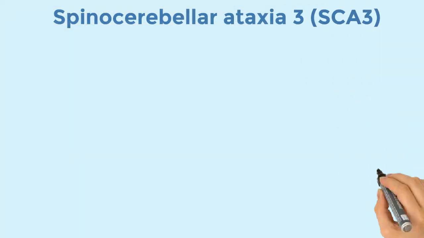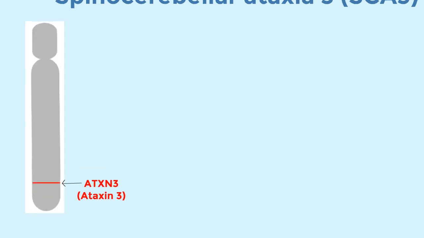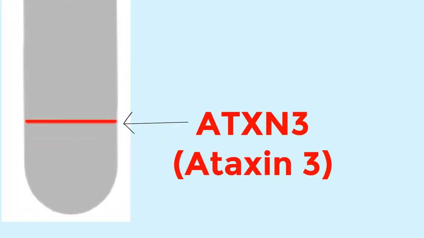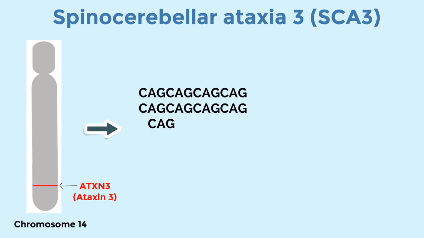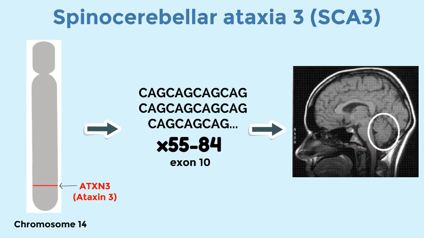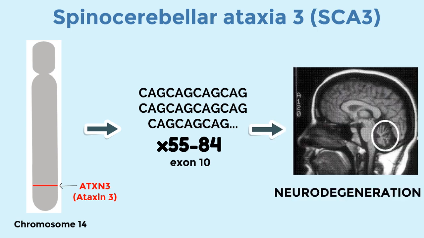The gene for Spinocerebellar Ataxia Type 3, or SCA3, is called ATXN3, which codes for the Ataxin-3 protein. It is located on the long arm of chromosome 14 in humans. SCA3 is caused due to a CAG triplet repeat expansion of 55 to 84 repeats in exon 10 of the ATXN3 gene. This leads to the atrophy or shrinking of the cerebellum, leading to neurodegeneration.